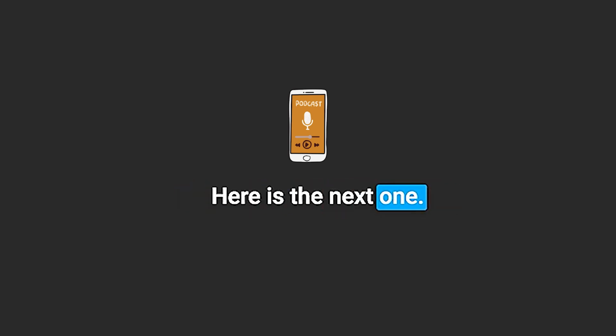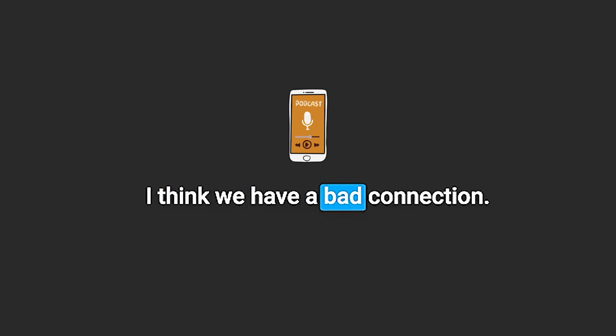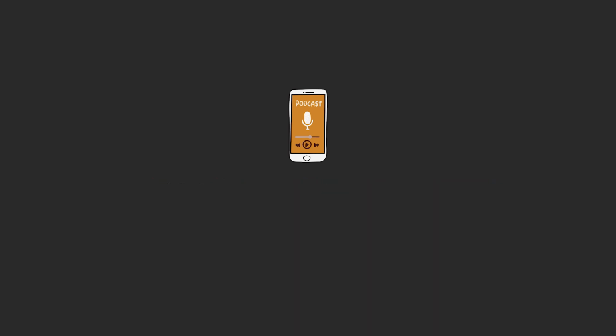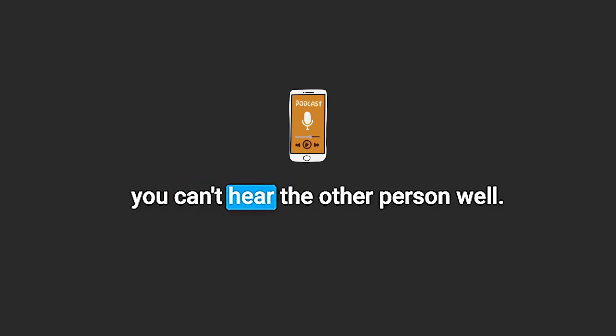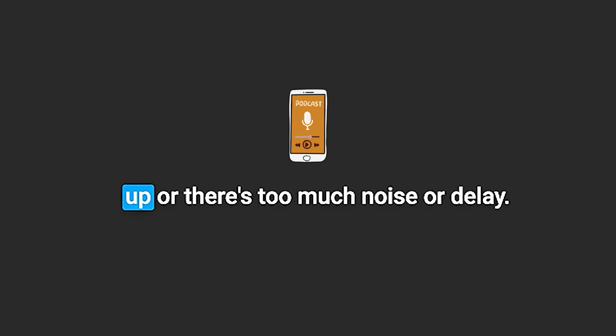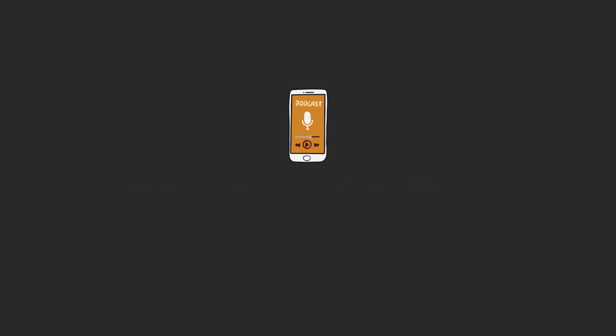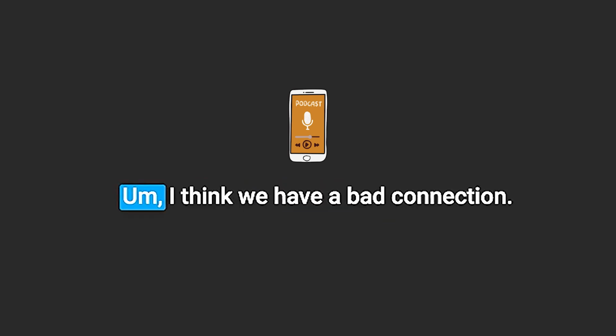Here is the next one. Sorry, I think we have a bad connection. This means the call quality is poor and you can't hear the other person well. This is used when the line is breaking up or there's too much noise or delay. Here are two examples.